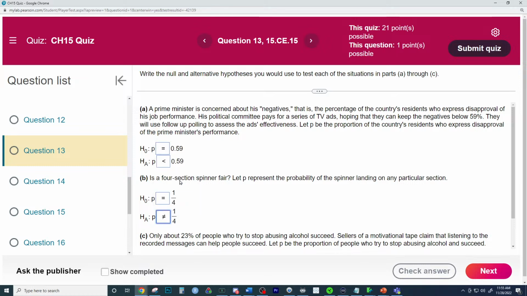Not equal, exactly. Because there's no sidedness to this one. It's just saying, is it equal to 1/4 or is it not equal to 1/4? If it's fair, it should be 1/4 of the time. If it's not fair, it would be not 1/4 of the time.